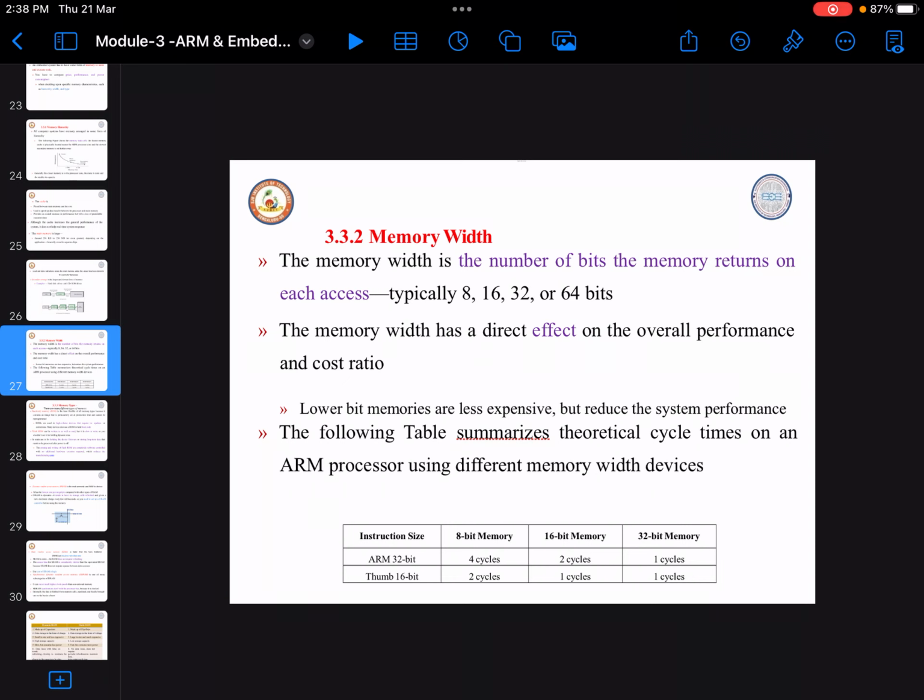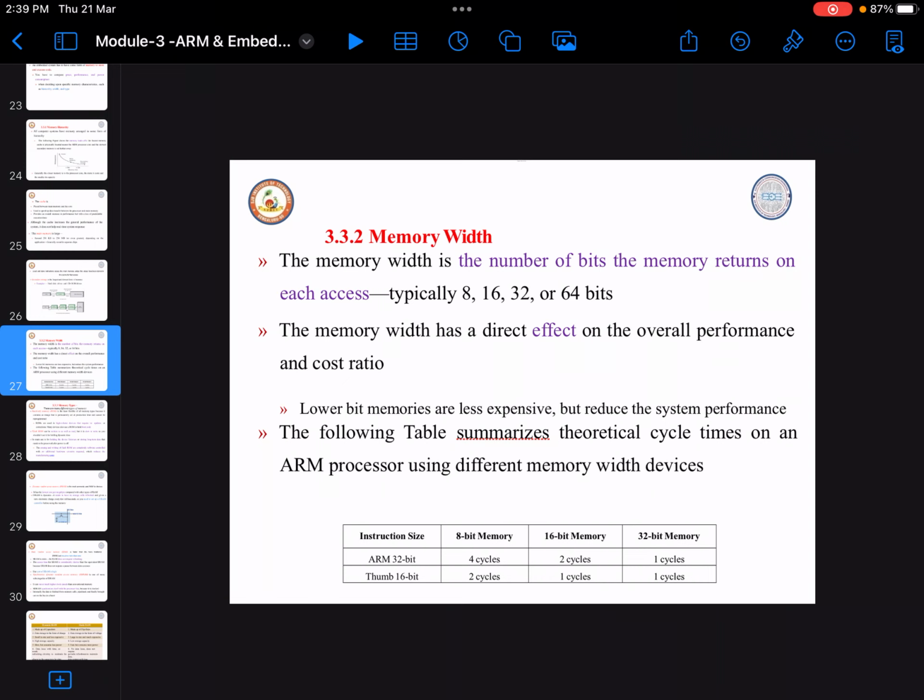It could be 8 bit, 16 bit, 32 bit or 64 bit. The memory width directly affects the overall performance as well as the cost ratio. In the tabular column, if you observe, if you are using ARM 32-bit with 8-bit memory, you need 4 cycles to access 32-bit data.